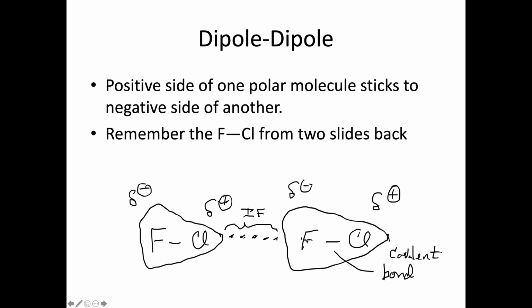Another molecule, this one here, the negative side of this molecule is going to stick to the positive side of this. And just so you can get a good feel for it, this sticking between the positive of one molecule and the negative of another, the sticking is the intermolecular force. The bond between the fluorine and the chlorine is a covalent bond. In this case, it's a polar covalent.